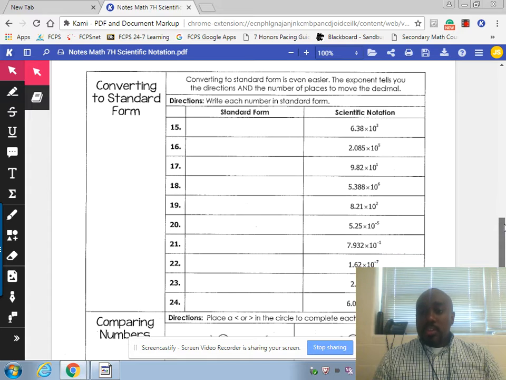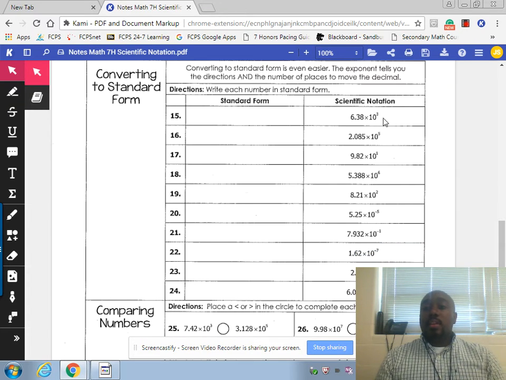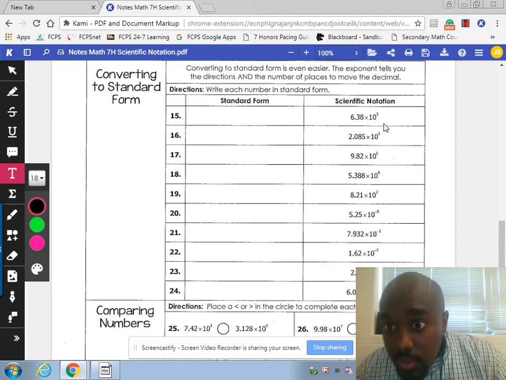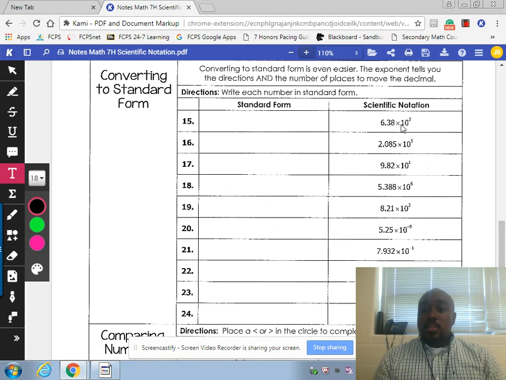So we have to look at the decimal. We have to look at the exponent. And the exponent tells us how many spaces we are going to move our number. So let's do the first example. We have 6.38 times 10 to the third power. Okay, 6.38 times 10 to the third power. Well, that's a positive 3.